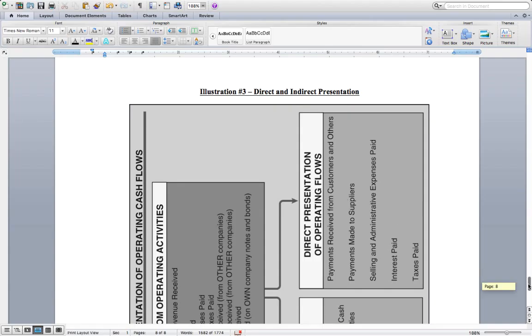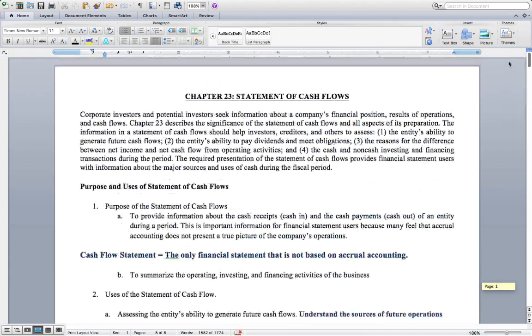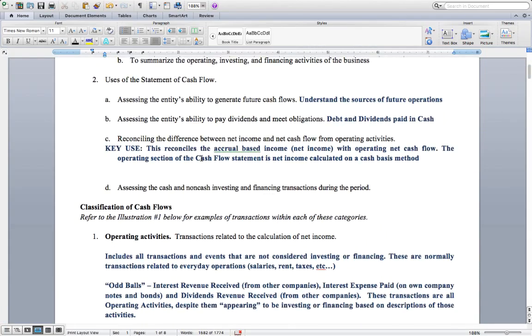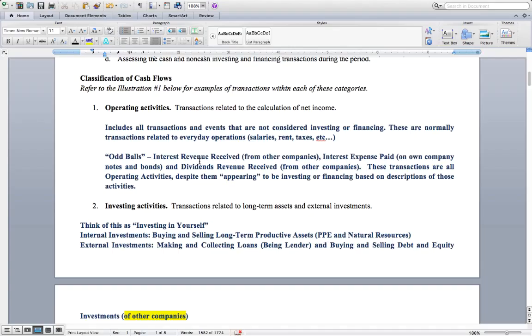So hopefully this chapter made sense. The main thing to note is there are three different classifications of cash flows: operating, investing, and financing. Hopefully the illustrations make it clear what type of transactions fall into each.